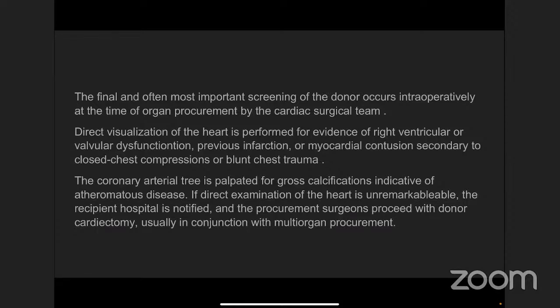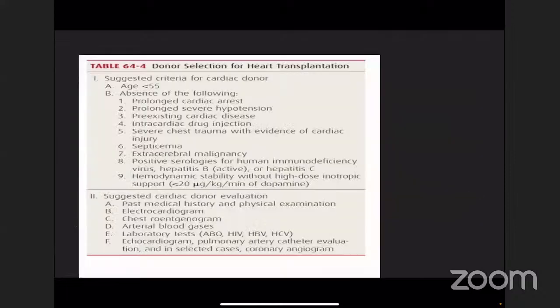If direct examination of the heart is unremarkable, the recipient hospital is notified and the procurement surgeon proceeds with donor cardiectomy, usually in conjunction with the multi-organ procurement. This is the donor selection for heart transplantation: suggestive criteria for cardiac donor, and suggestive criteria and evaluation tools for the donor.